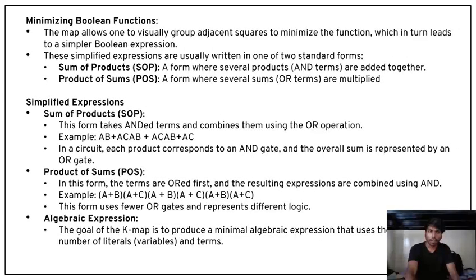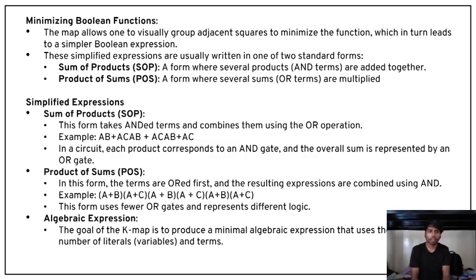Minimizing the Boolean equations. The map allows one to visually group adjacent squares to minimize the function, which in turn leads to a simplified Boolean expression. The simplified expressions are usually written in one of two standard forms. Sum of products means a form where product AND terms are added together. Product of sums: a form where several sum OR terms are multiplied.